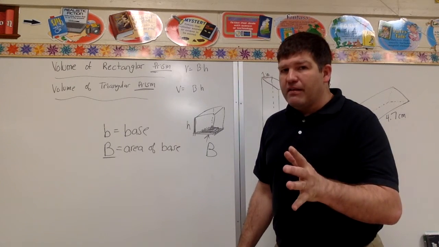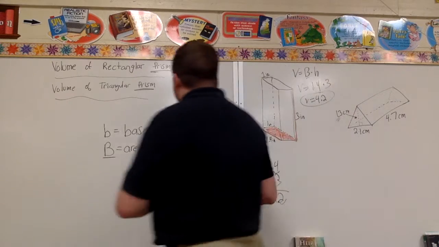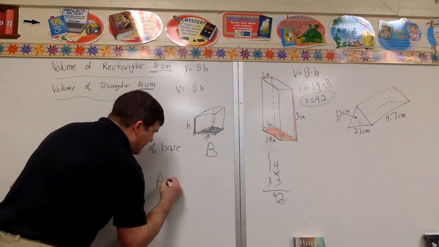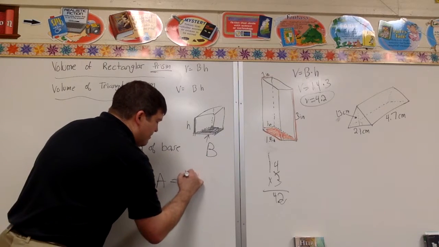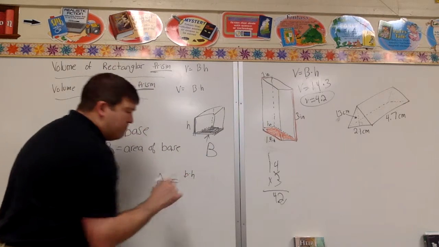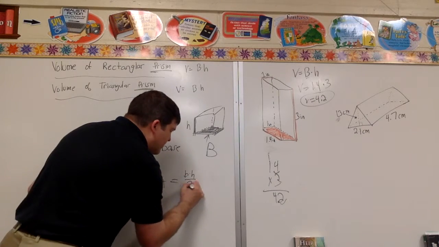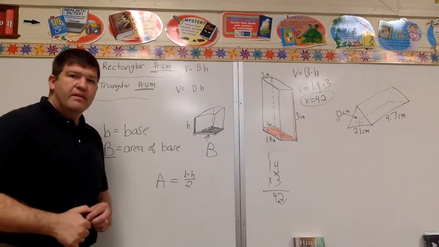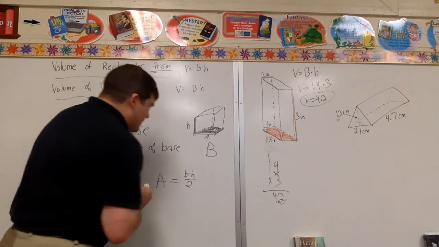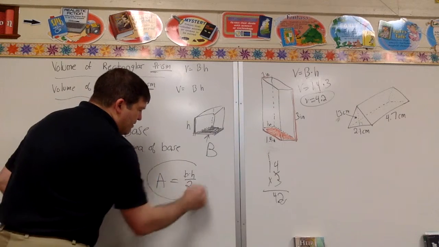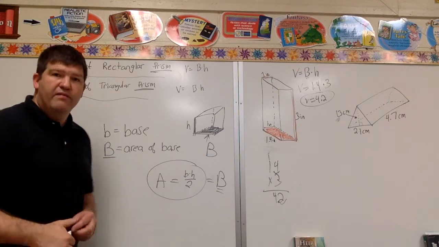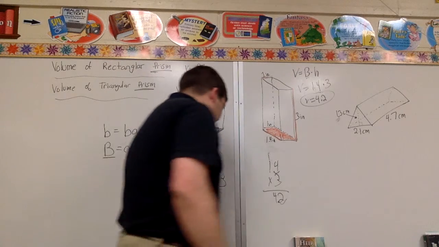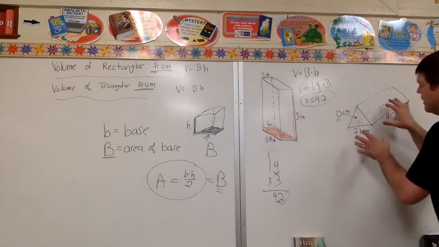With a triangle, what is the formula for the area of a triangle? Well, the formula is base times height, that's a little b, base times height, divided by 2. Okay? So I need to do this formula for a triangle to get my big B, my area of the base. So, for example, I have this shape here.